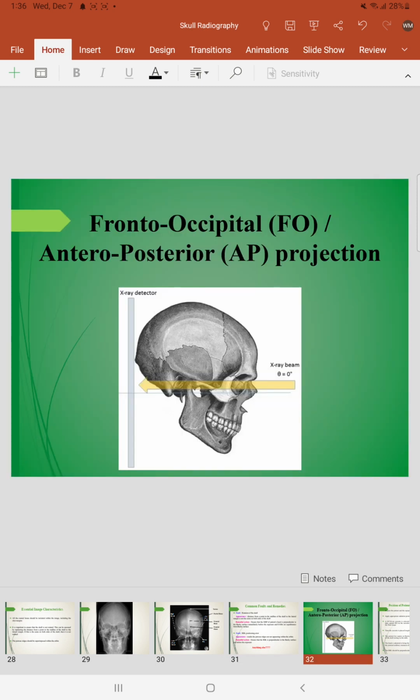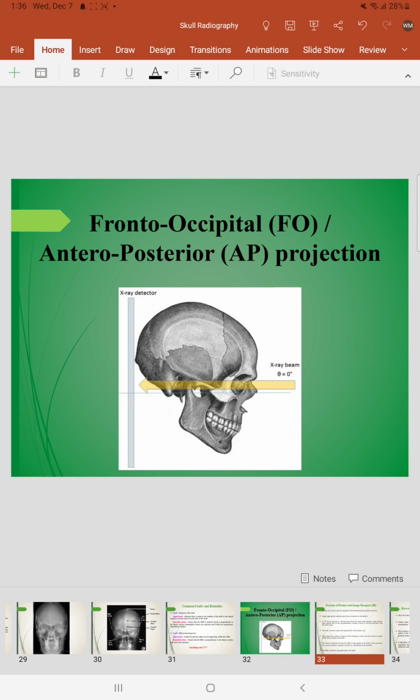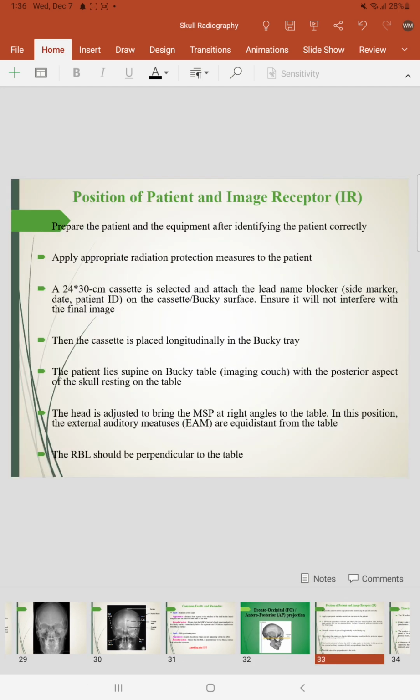Now we are moving to the anterior-posterior AP projection, which we also call the fronto-occipital FO projection. Position of patient and image receptor. Prepare the patient and the equipment after identifying the patient correctly. Then apply appropriate radiation protection measures to the patient.